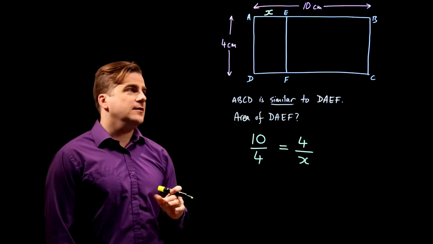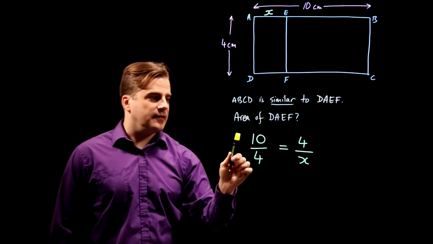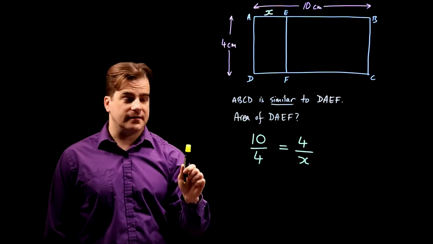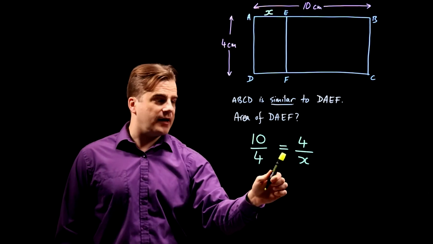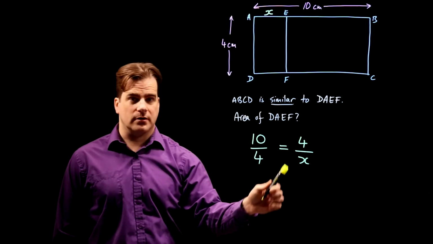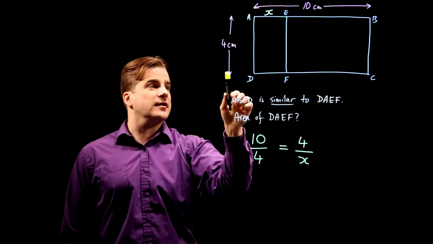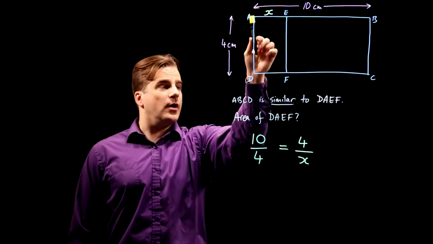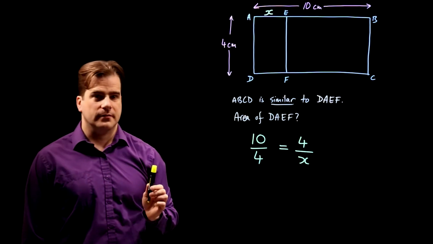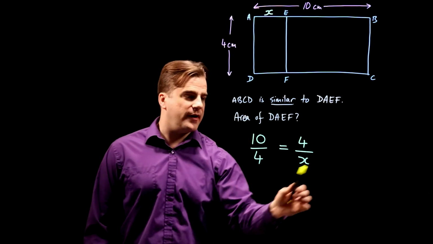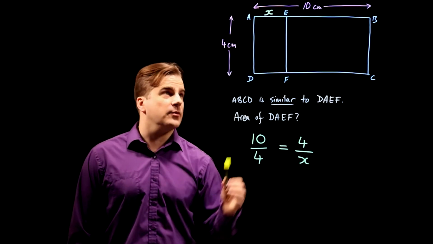So I'll just go over that again. Similar rectangles means the ratio of their sides is the same. The ratio of the sides for the big one is the same as the ratio of sides for the small one. So for the big one, the big side is 10, the small side is 4. For the smaller one, the big side is 4, the small side is x. Good, so we have our equation, one unknown. We can work out what x is.